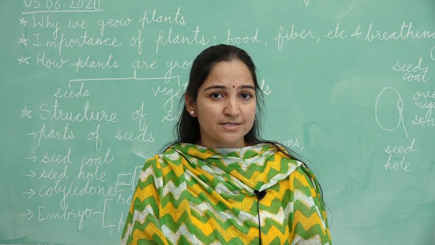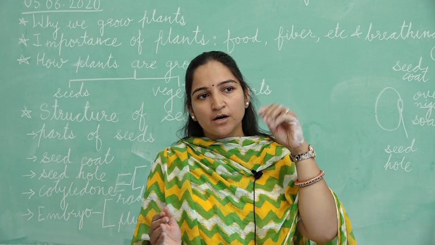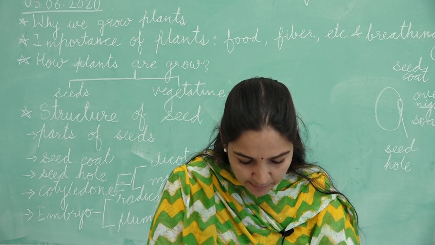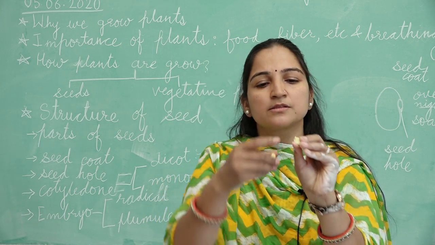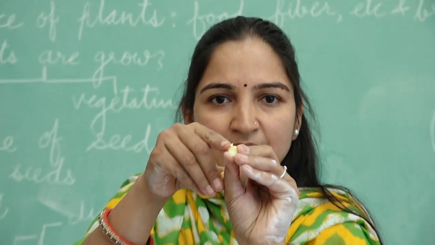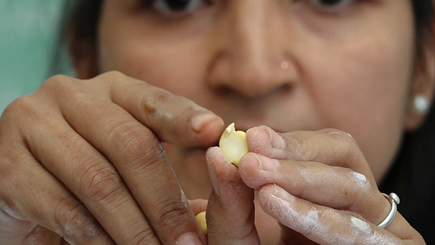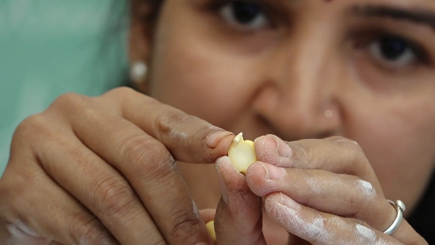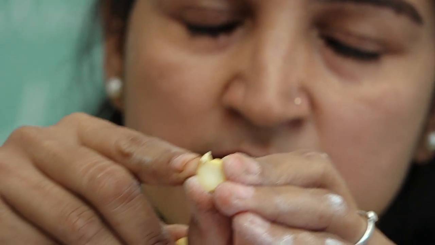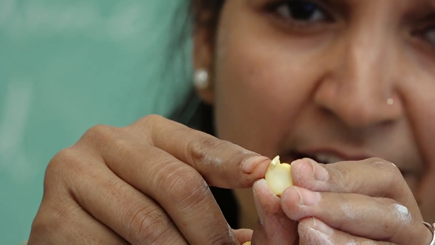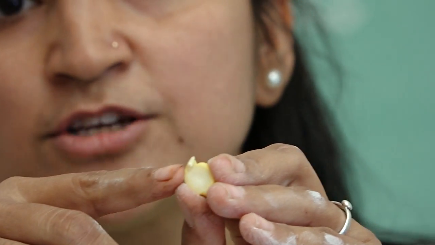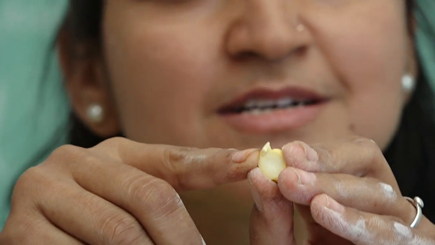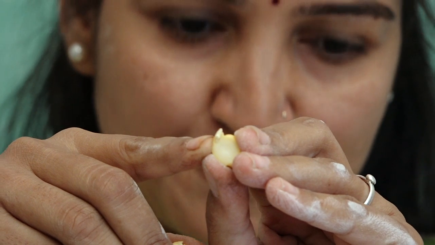Now the other part of the seed is the embryo. The embryo is the baby plant of the seed. It is protected inside the seed. You can see this white portion is the embryo. This embryo develops into a new baby plant when it gets warmth, water and air. It grows into a new baby plant called a seedling, and this baby plant turns into the big plant.